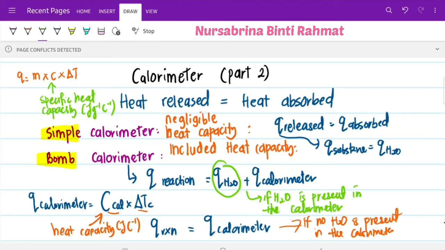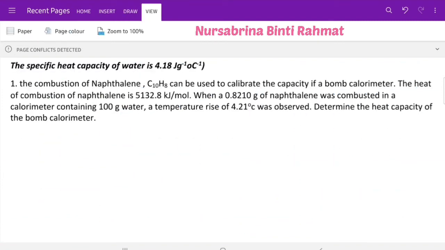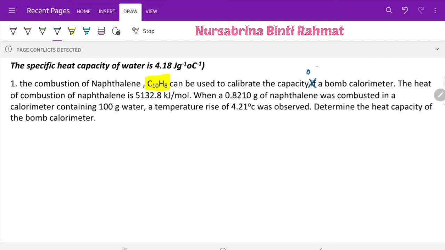Let's now try answering the questions that I gave you for your second hour tutorial, third week. This is the first question, on combustion of naphthalene. Let's highlight the substance being used. Naphthalene can be used to calibrate the capacity of a bomb calorimeter. Pardon me for the typo, this should be of a bomb calorimeter. They give you the heat of combustion, which here refers to enthalpy of combustion.